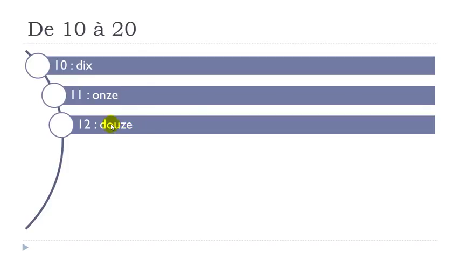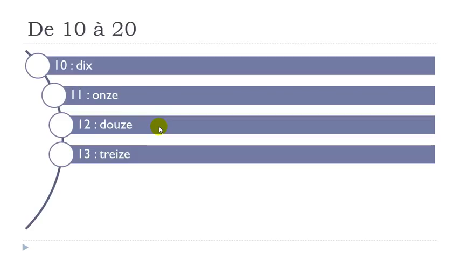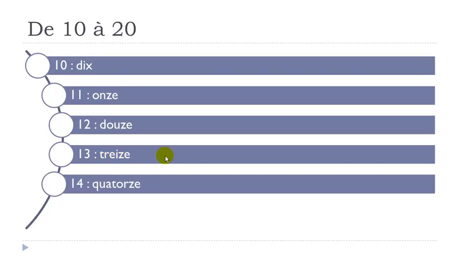O, U, the two together will give you the sound OO, okay, and then Z, 12, 12, alright, then now if you combine this E and E, you get the sound E, really open, 13, 13, final E, as usual, not pronounced, 13, 13, okay.